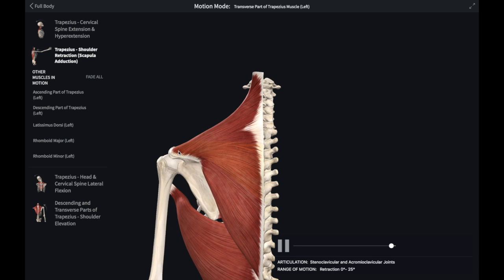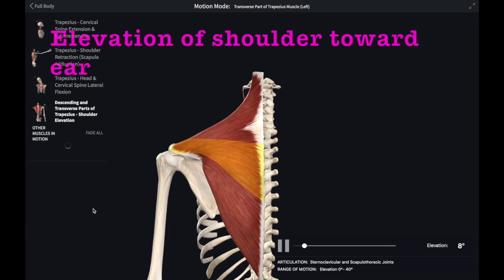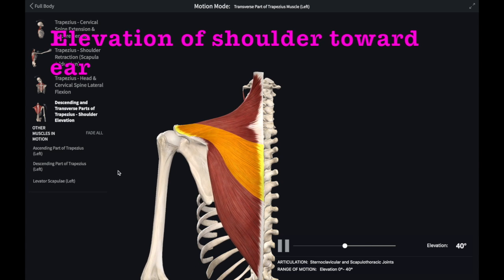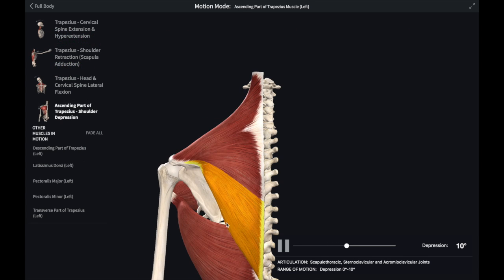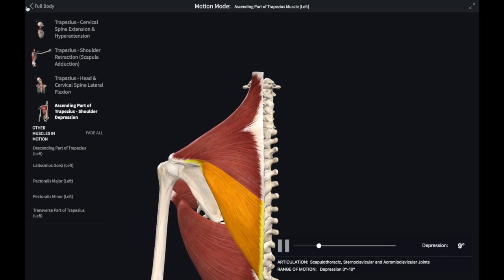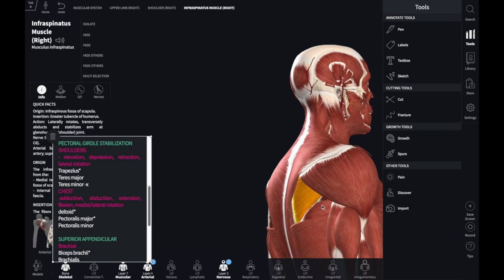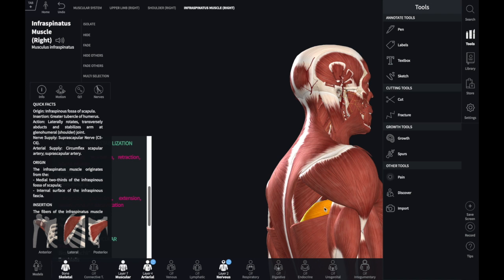This is involved in retraction. The lower part of your trapezius will be involved in depression. So if we think of this angle, it's going to bring it toward the bottom portion or the inferior portion of your thoracic vertebrae. The next component of your shoulders involved in retraction is your teres major.